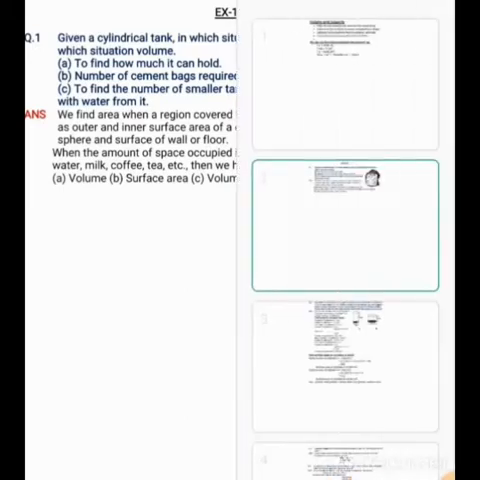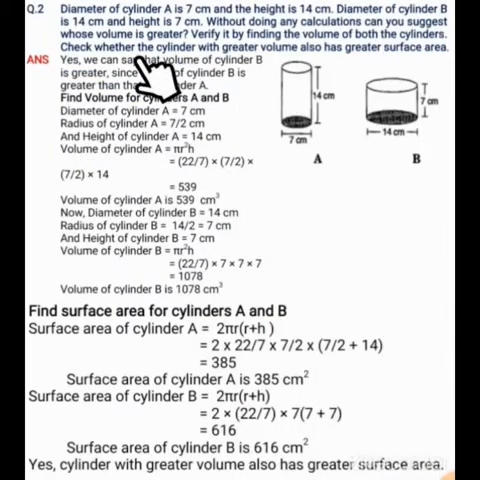Now next one is question number 2. Diameter of cylinder A is 7 cm and height is 14 cm, and diameter of cylinder B is 14 cm and height is 7 cm. Without doing any calculation, can you suggest whose volume is greater? Verify it by finding the volume of both the cylinders. Check whether the cylinder with greater volume also has greater surface area.